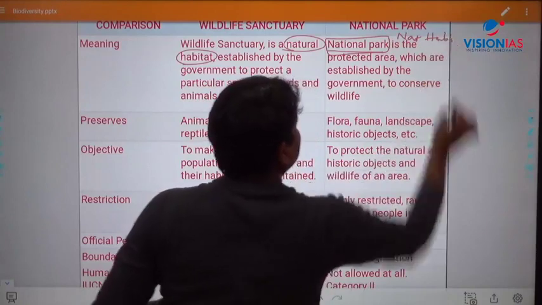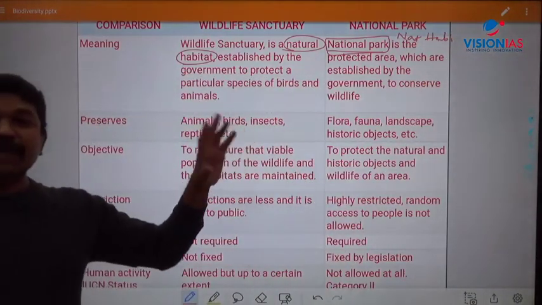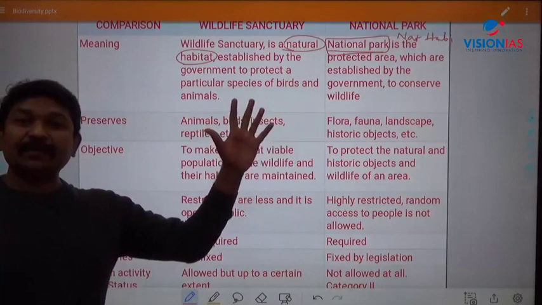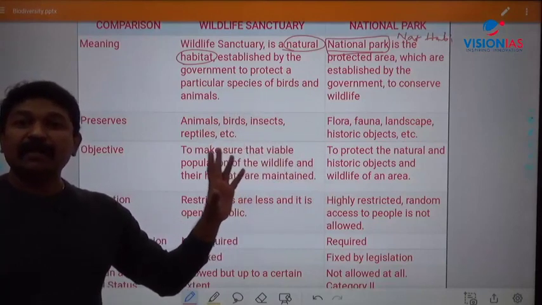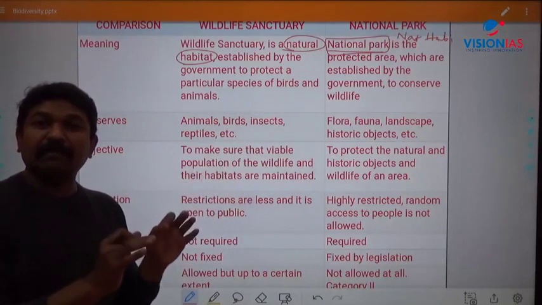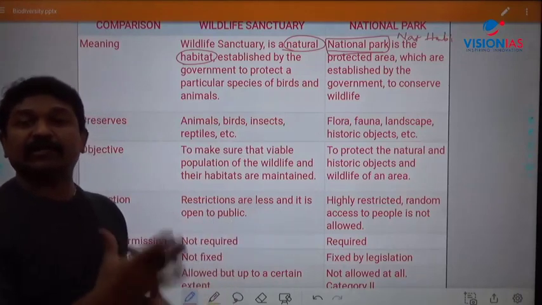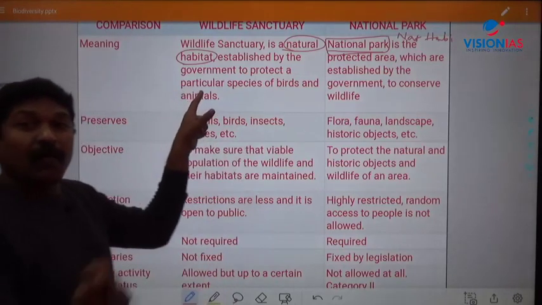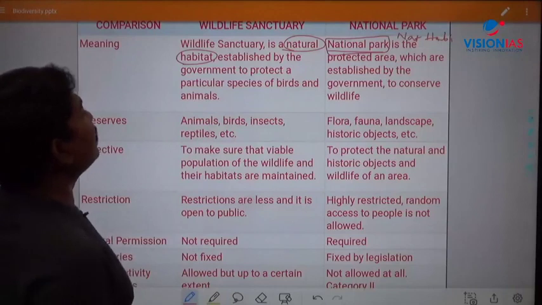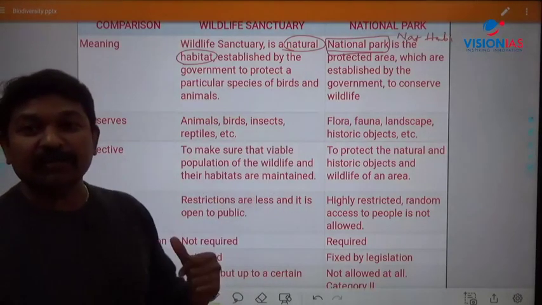Natural habitat. A wildlife sanctuary is a natural habitat. Even the national park is also a natural habitat. They are not artificial or man-made habitations. They are natural habitations. But what is the difference? These are established by the government. Of course, that is also established by the government.